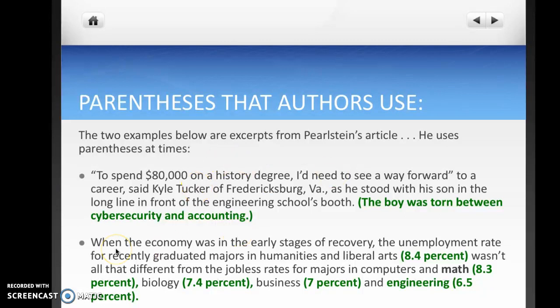And then in this second example: when the economy was in the early stages of recovery, the unemployment rate for recently graduated majors in humanities and liberal arts, 8.4%, wasn't all that different from the jobless rates for majors in computers and math, 8.3%, biology 7.4%, business 7%, and engineering 6.5%. And so all of these numbers are in parentheses, just like we saw with the $20 amount on the other slide.